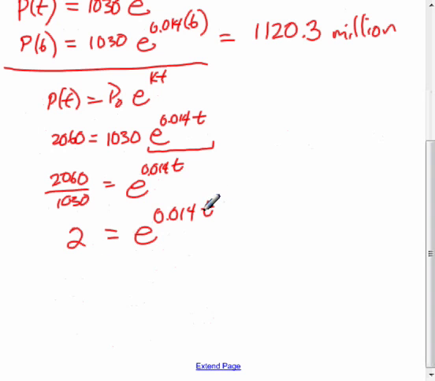Now, to solve this, I'm looking for the value of t. Since it's in an exponent, I could change from exponential form to logarithmic form. I choose to use the property of logarithmic equalities, which means I'm going to log this side and log this side. Since this is base e, I'm going to ln this side and ln this side.